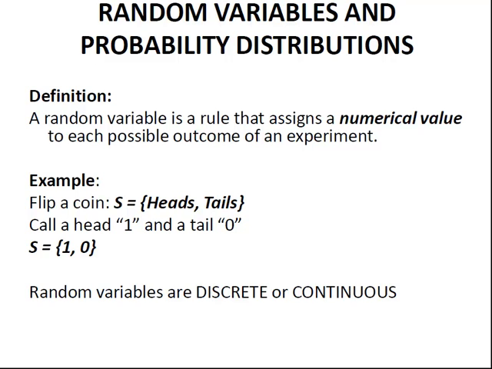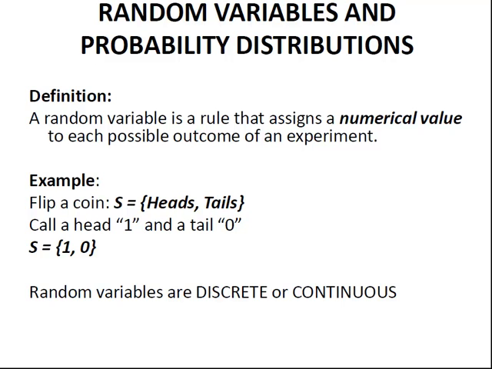So quick example, let's suppose we are flipping a coin. The usual outcomes are heads and tails. But if we were to call a head 1 and assign to the outcome tail a 0, we could sort of say S equals 1 or 0. Sample space is 1 or 0, depending on heads or tails. So that's how we might do that there.